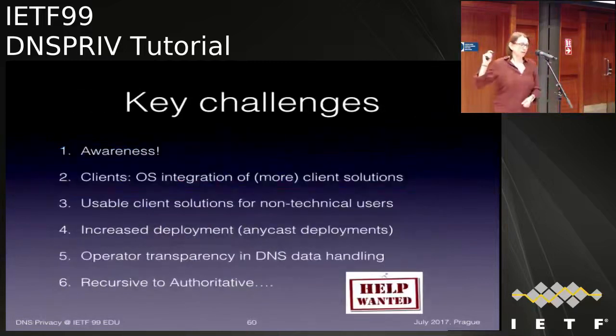So to summarize, these are what I think are the key challenges short term. So one is awareness, both among technical and non-technical folks. The second is clients, getting usable clients and getting DNS over TLS support integrated into operating systems. Usable clients for non-technical users. We are still held back by not having some wide-scale deployment of servers, but I think that is coming. As I will keep banging on about, I think we need much more transparency from operators in what they're doing with DNS. And of course, the big problem to solve is still recursive to authoritative.